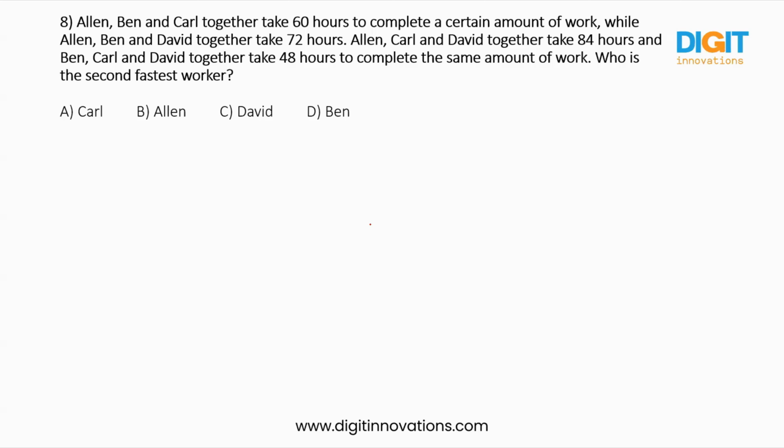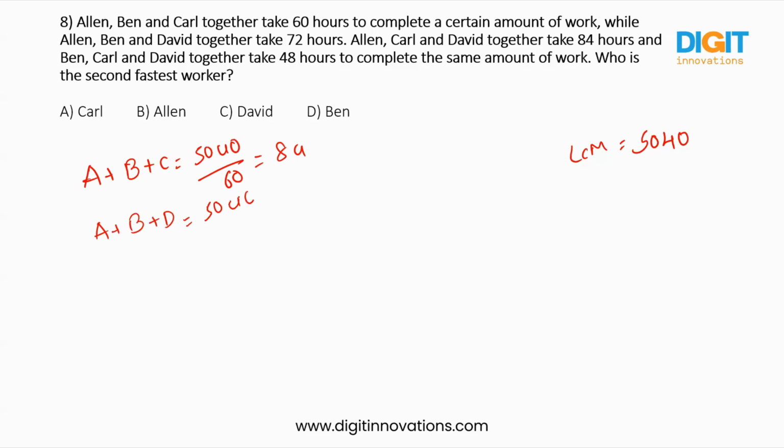They ask. So, first of all, I'll find the total work by taking the LCM of 60, 72, 84, and 48. And totally, you will get LCM as 5040. Okay. So, Ellen, Ben plus Kale: 5040 by 60, which would be 84. And next, Ellen, Ben, and David took 72 hours, which is 70.